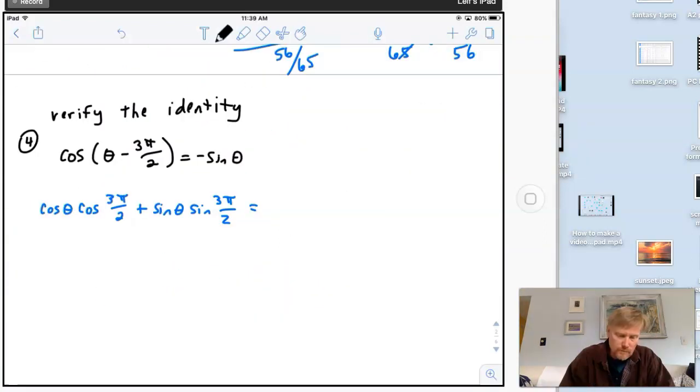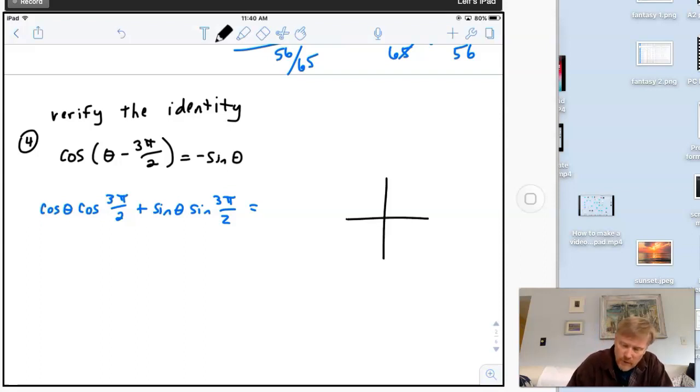I like that. All right, number 4, identify or verify the identity: cosine of theta minus 3 pi over 2 equals negative sine theta. All right, so I'm going to take the harder side, which is the left side. That's a subtraction. So I use the difference formula for cosine, and I get cosine of theta times cosine 3 pi over 2 plus sine theta times sine 3 pi over 2.